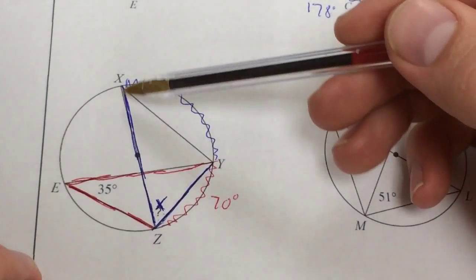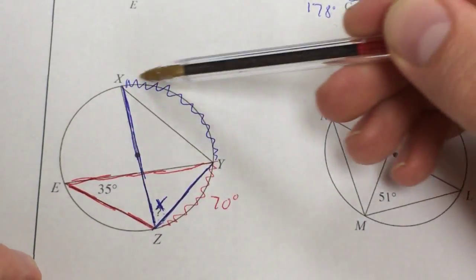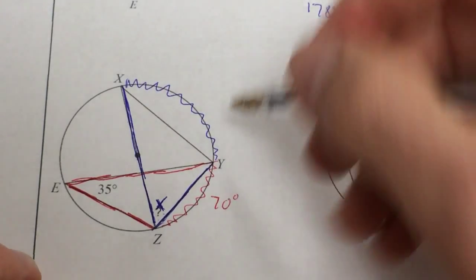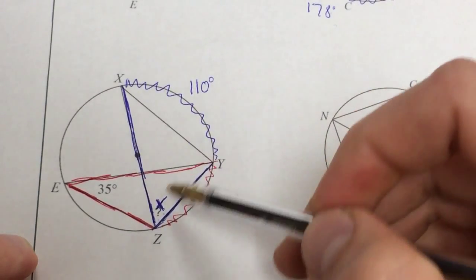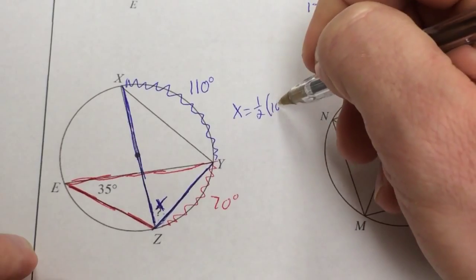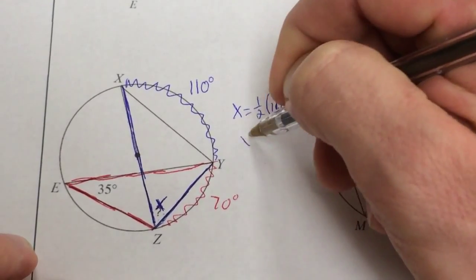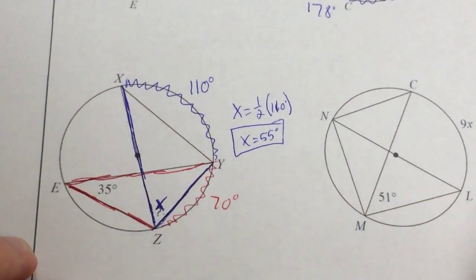Okay, then knowing that XZ is a diameter, this semicircle is 180. So I could take my 70, take it away from 180, and so I know that this arc is 110 degrees. All right, then I got to find x. X is going to be half of 110. So x is 55 degrees. All right, hopefully that makes sense.